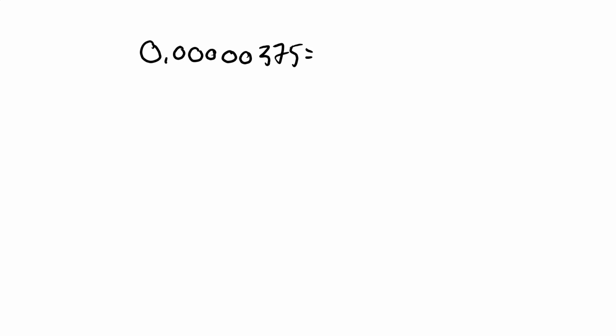One more example, 0.000000375. The process is still the same. We start with the first significant digit here, 3.75. Multiply that by 10, and then, well, what's the exponent? The exponent depends on the number of positions we've moved the decimal place. 1, 2, 3, 4, 5, 6. So 10 to the minus 6.